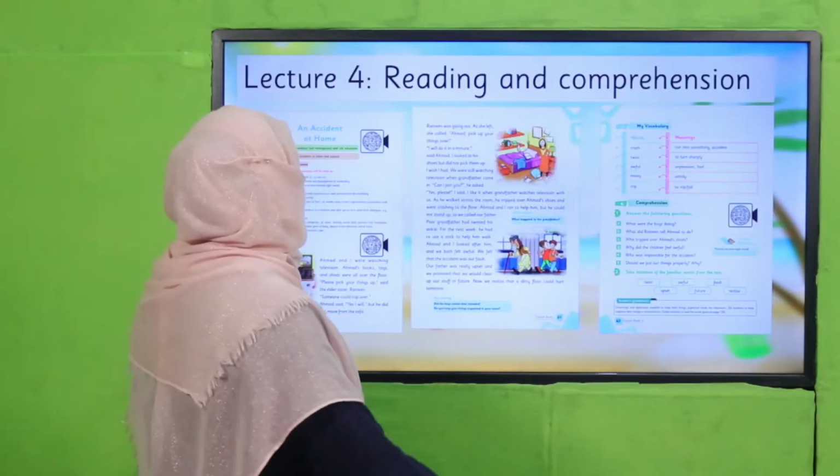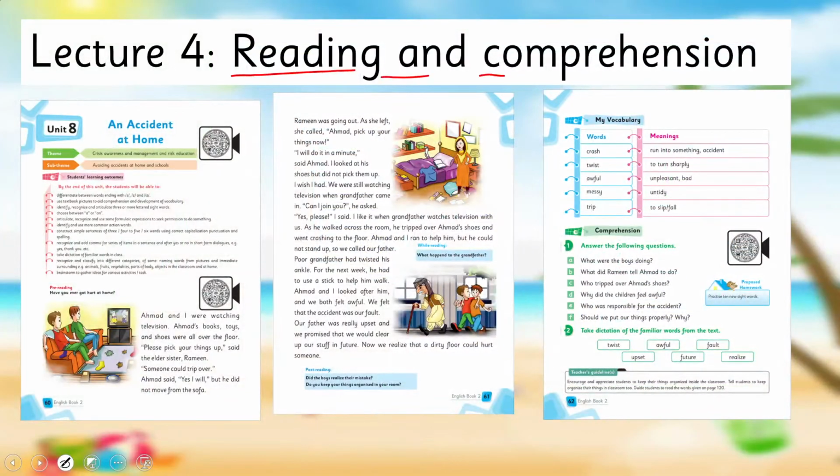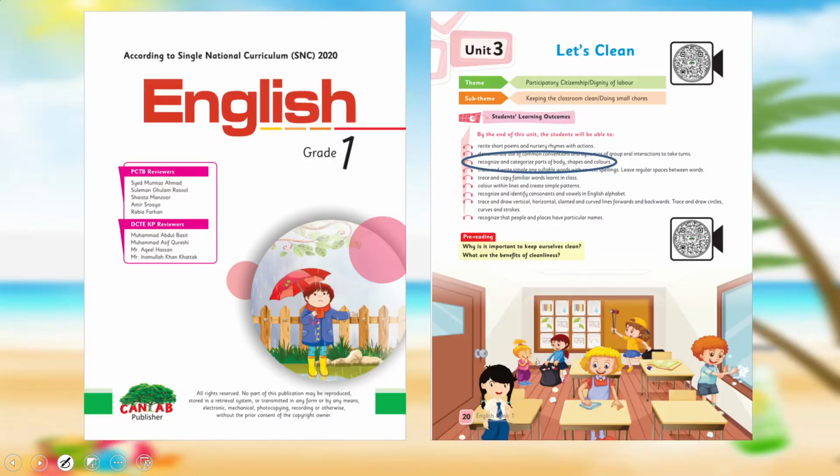Yes, my dear students, today we are going to complete the reading and comprehension of this unit. And before this, in English for grade 1, I have already taught you how to recognize and categorize parts of body, shapes, colors. Remember? I hope you remember. If not, you may watch this video lecture again.